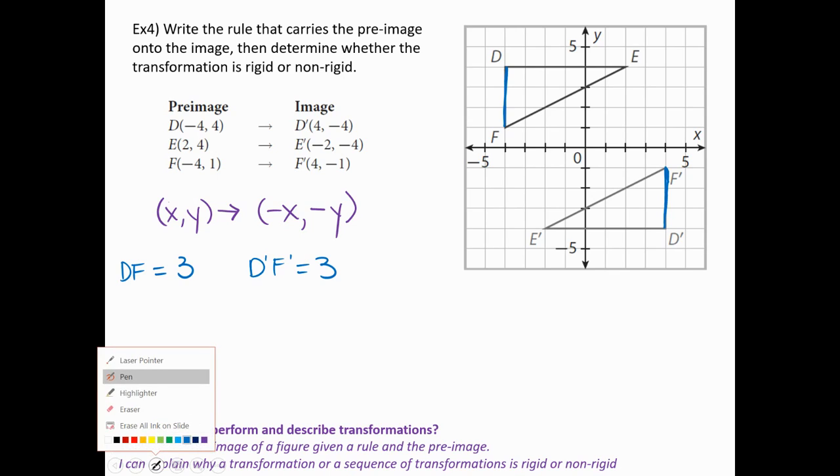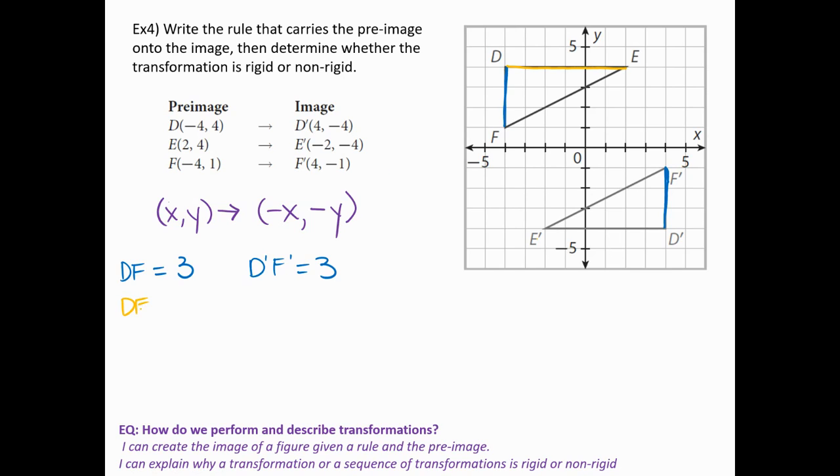Okay, then I'm going to change colors. Now I'm going to go to, let's do orange. And I'm going to go up here. Can't find my little marker. There it is. It's hard to see when I move it. Okay, so I have D to E. I'm going to go D to E.